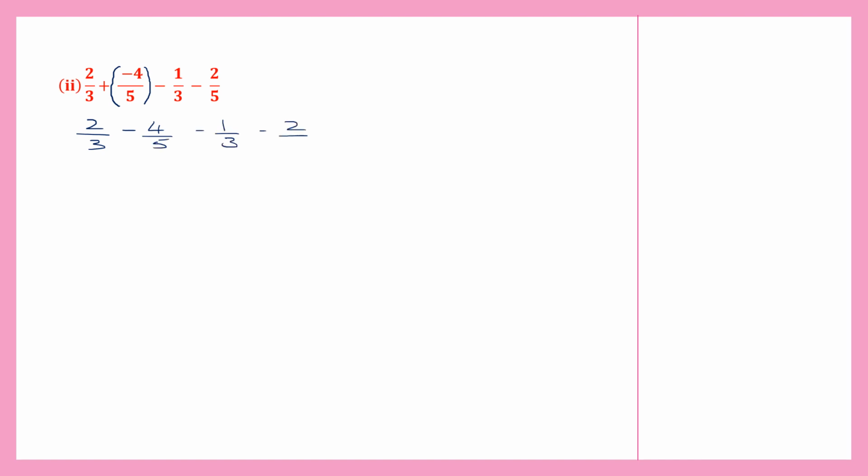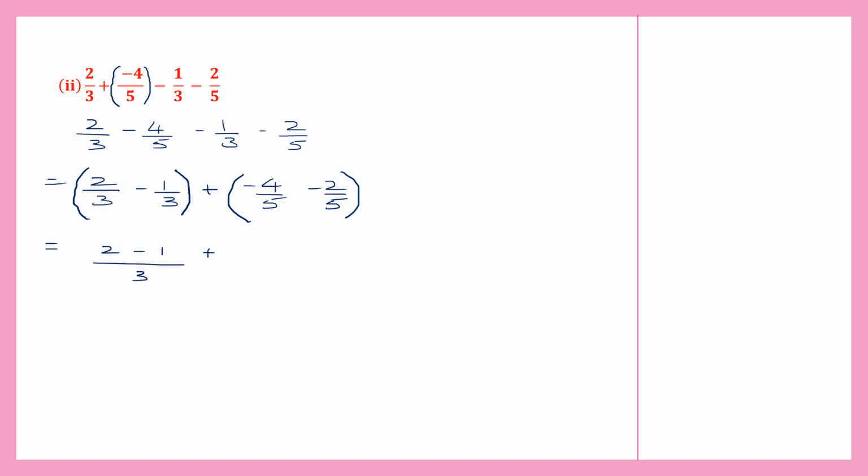Now let's group the like ones together. Now this will be 2 by 3 minus 1 by 3. This is one group. Then the next group will be minus 4 by 5 minus 2 by 5. This is the other group. So here what do we have? Denominator is 3, so numerators remain the same, 2 minus 1. Here also it's the same, denominator is 5, numerators remain the same, minus 4 minus 2. 2 minus 1 is 1, so 1 by 3 plus minus 4 minus 2. Signs are the same. Put the same sign and add. So that becomes minus 6 by 5.